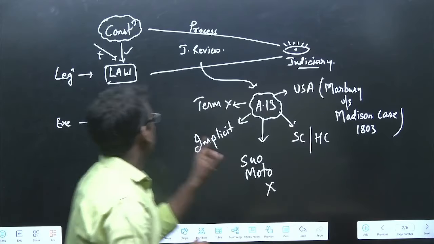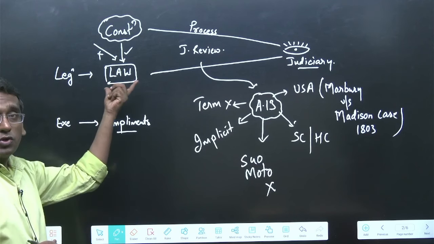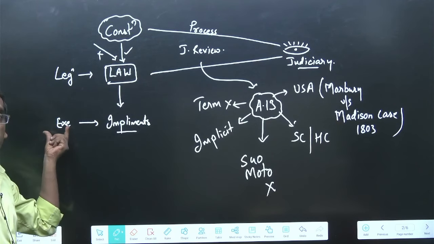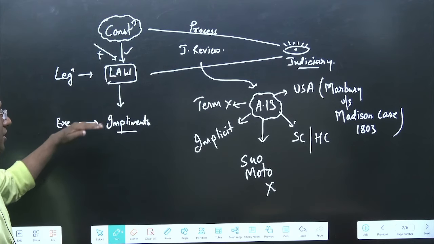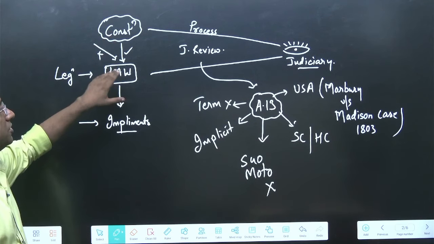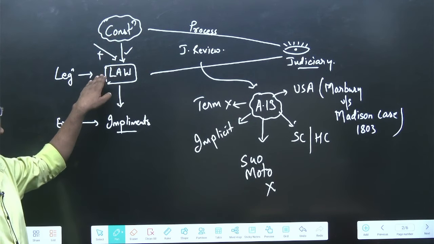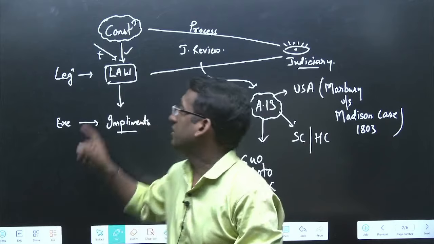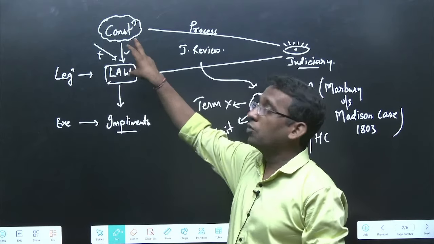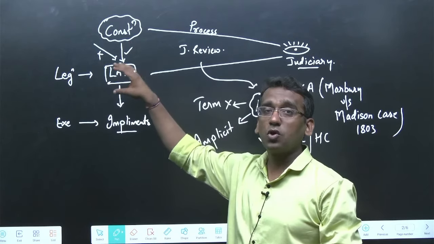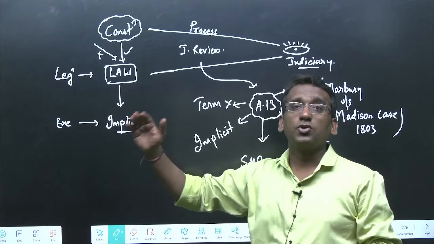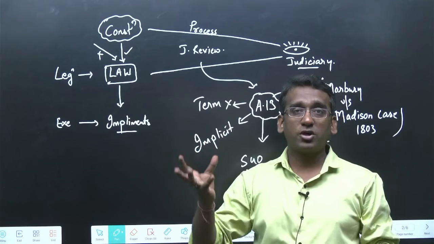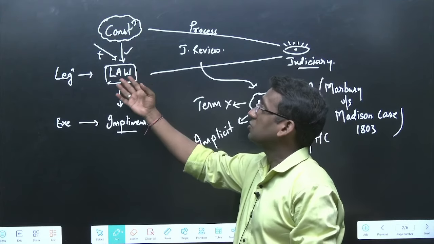The legislature is there to make the law, and the executive, another organ of the state, is to implement the law. But the law which is made by the legislature and implemented by the executive needs to be according to the constitution. If it is according to the constitution, in that case, it is valid. Otherwise, it is invalid. But now, who will examine, who will say whether the law is according to the constitution or not? So the task has been assigned to the constitutional expert organ of the state, and that is the judiciary.